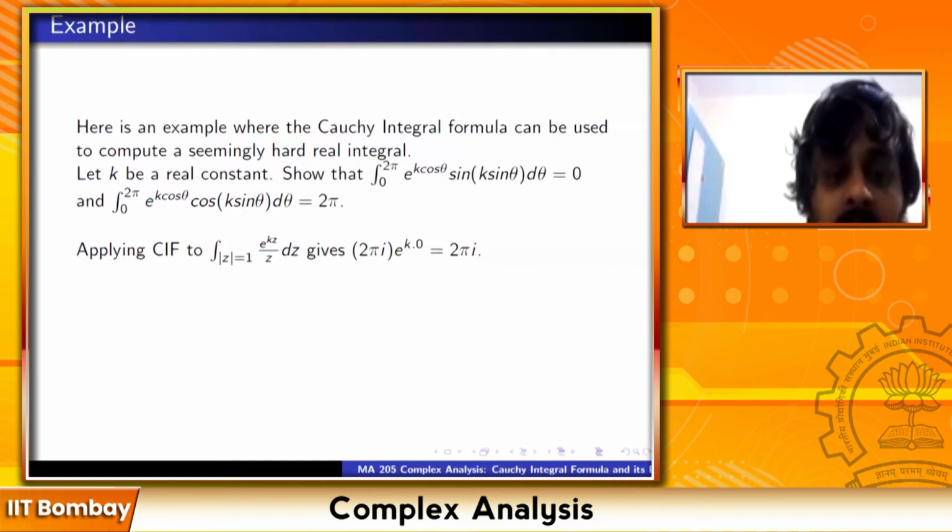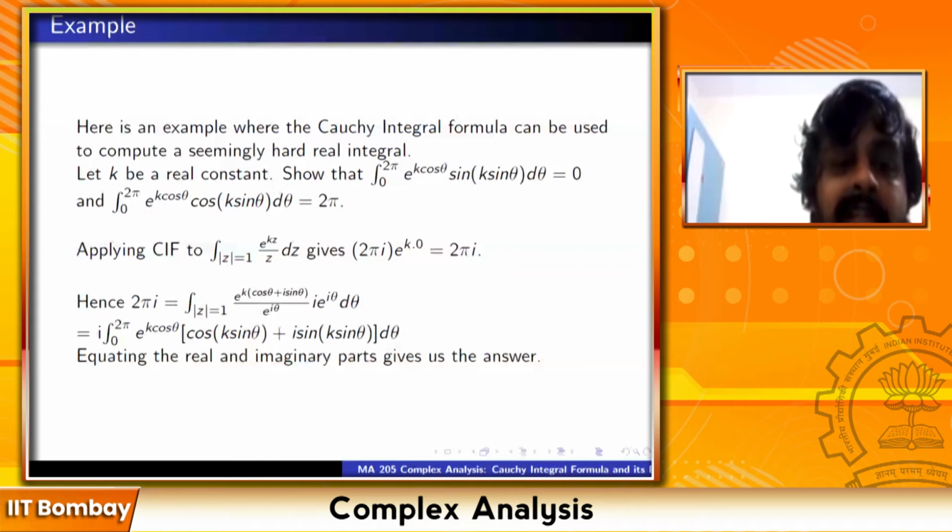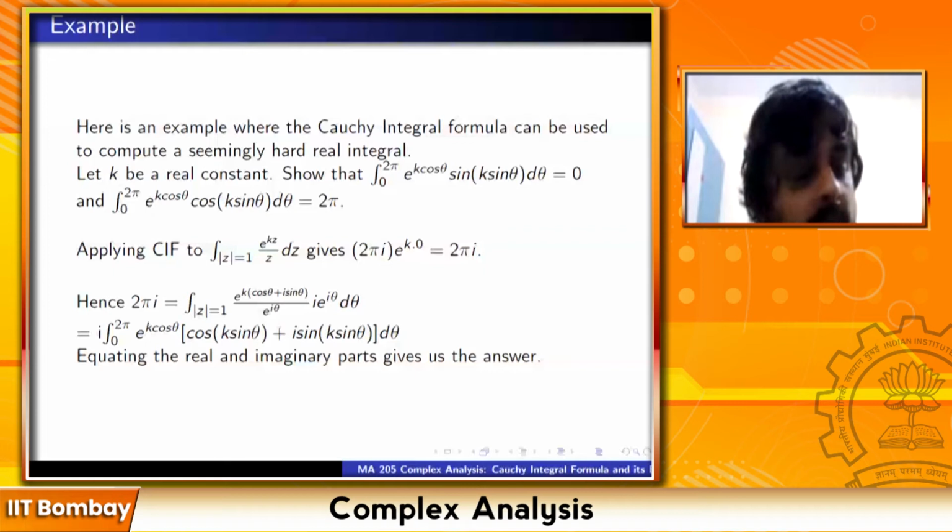So then this becomes e raised to k times (cos theta + i sin theta) upon e raised to i theta, times i e raised to i theta d theta, which is i times the integration from 0 to 2 pi of e raised to k cos theta times [cos of (k sin theta) + i times sin of (k sin theta)] d theta. And now equating the real and imaginary parts gives the answer.